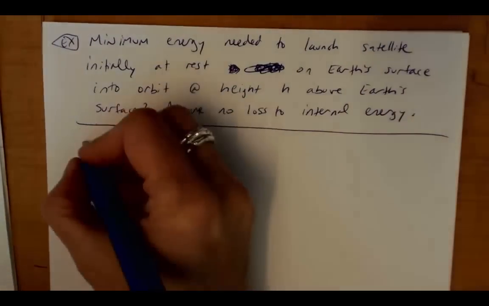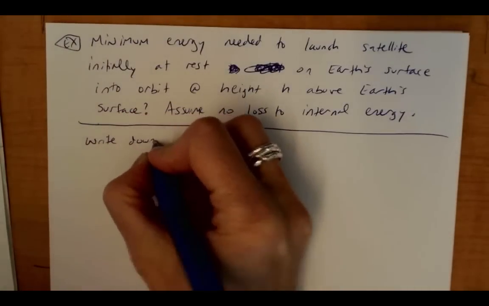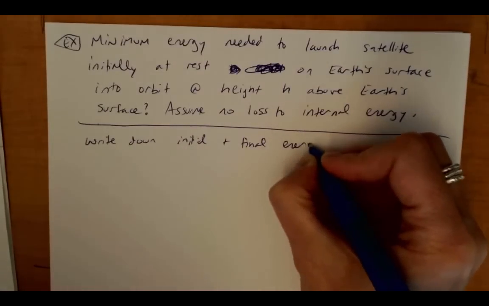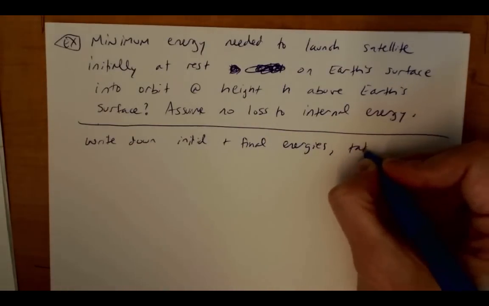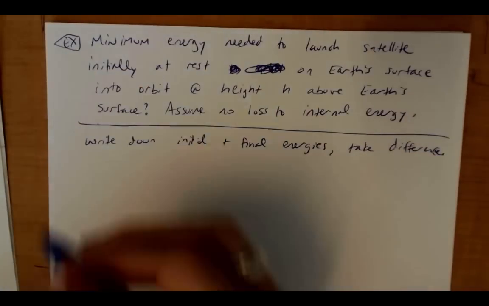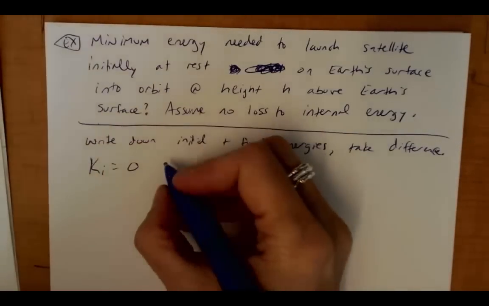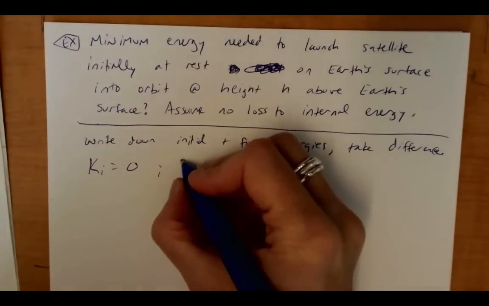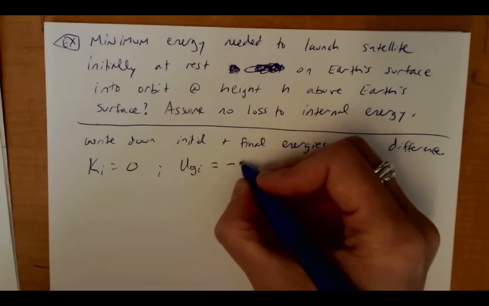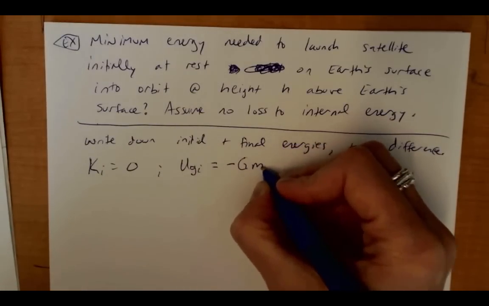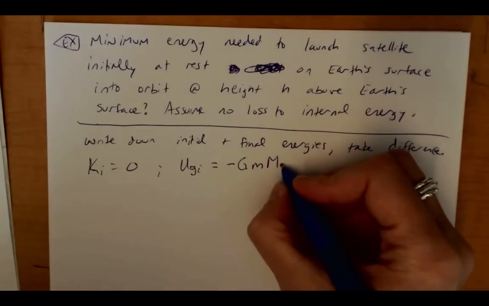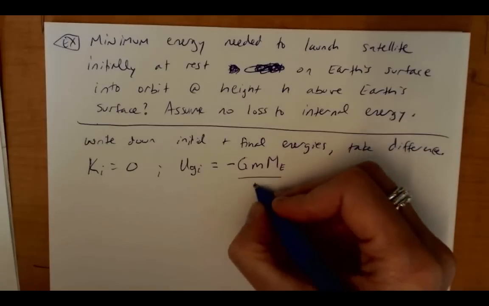So we're going to write down the initial and final energies, and then take the difference. And that's our goal for this problem. So, well, the initial kinetic energy is 0. It's not in a circular orbit, so we can't use that expression. The gravitational potential energy initially is negative G times the mass m. It didn't tell you the mass of the satellite, but remember that often that's going to drop out, times the mass of the Earth over the radius of the Earth.